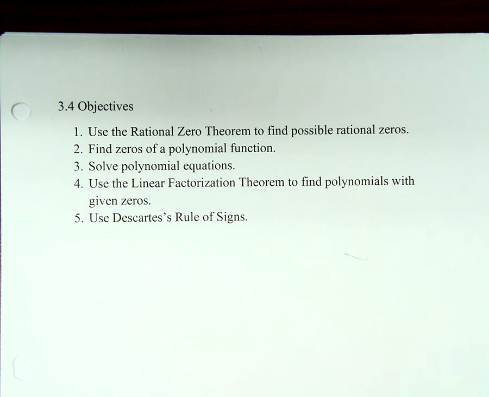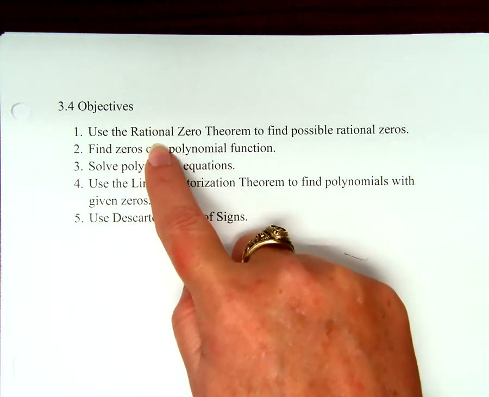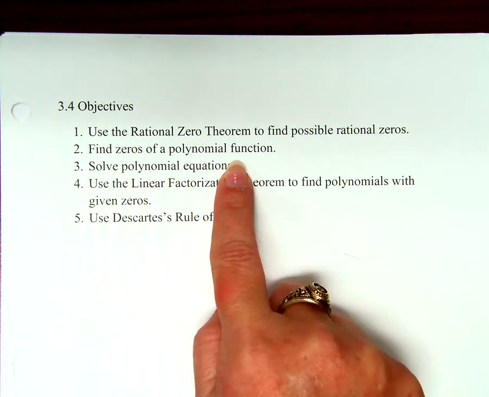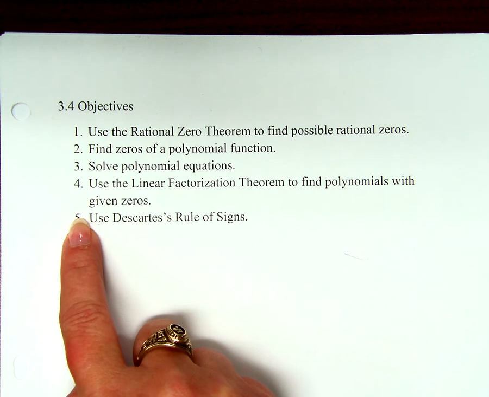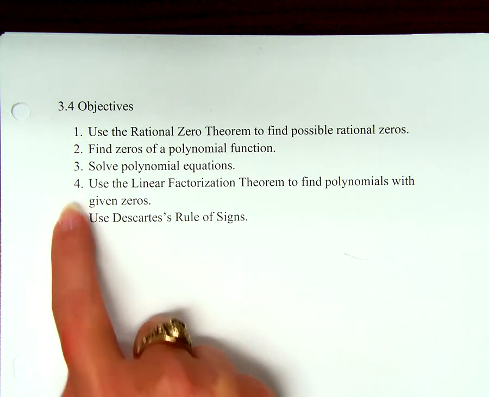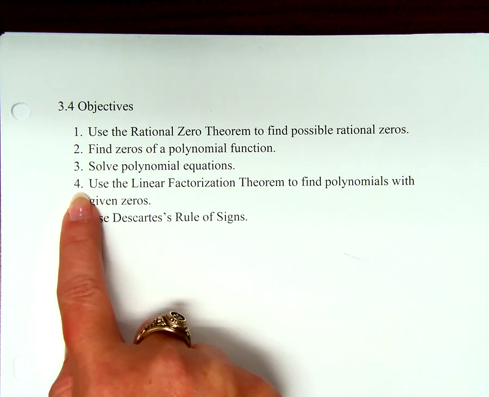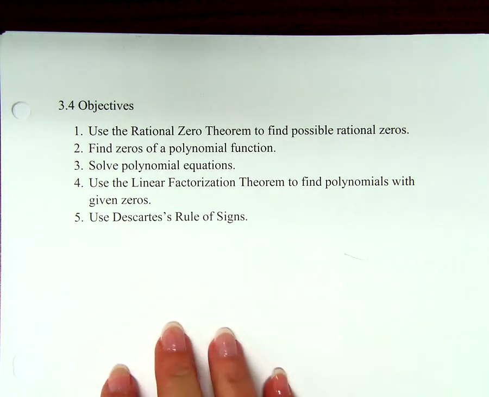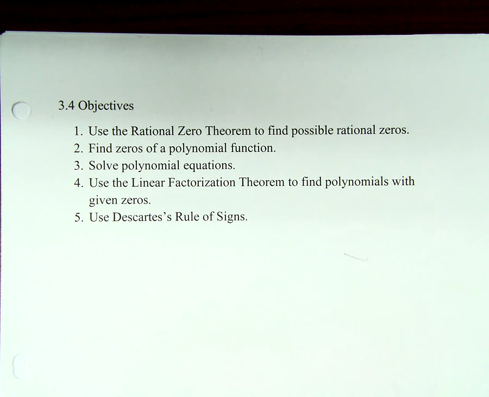Just for the record, 1, 2, and 3 we did in Algebra 2. 4 and 5 we did not. So we're going to spend a little bit more time on these two, even though 4 is not really hard at all. Neither is 5, it's just you've never seen it before. Is that fair?